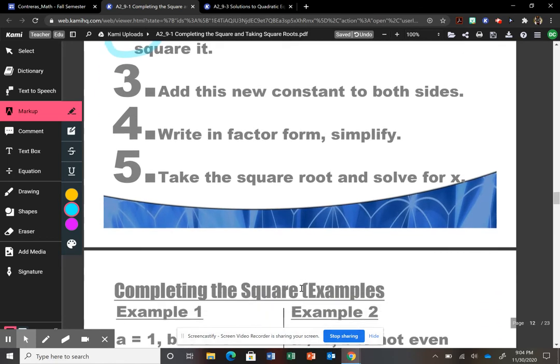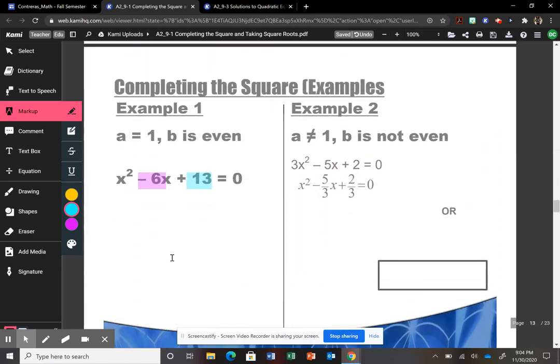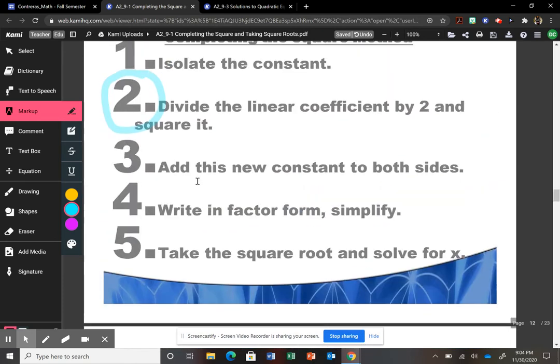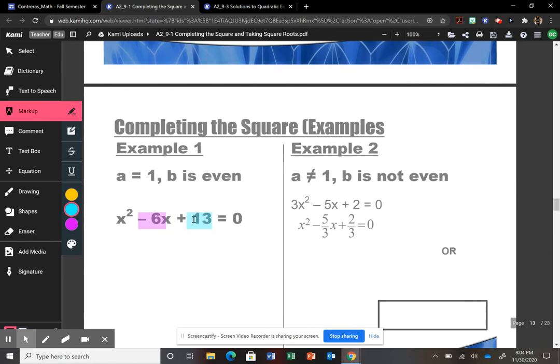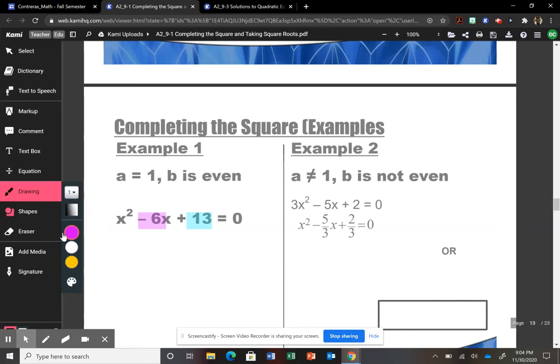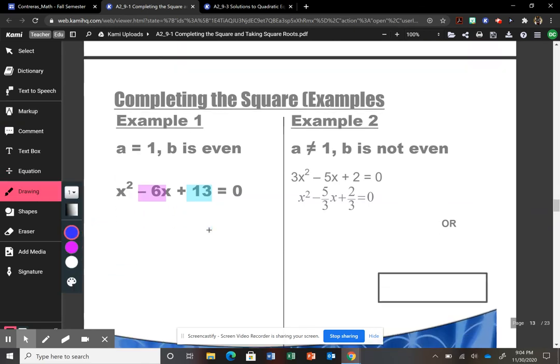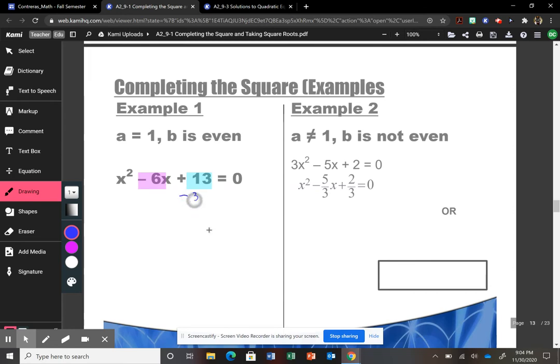Okay, so I'm going to start with this first example here. I went ahead and highlighted our terms. The first step says to isolate the constant. This is our constant, 13. So let me move that over to the other side. I'm going to subtract 13 from both sides. Now I have x squared minus 6x equals -13.